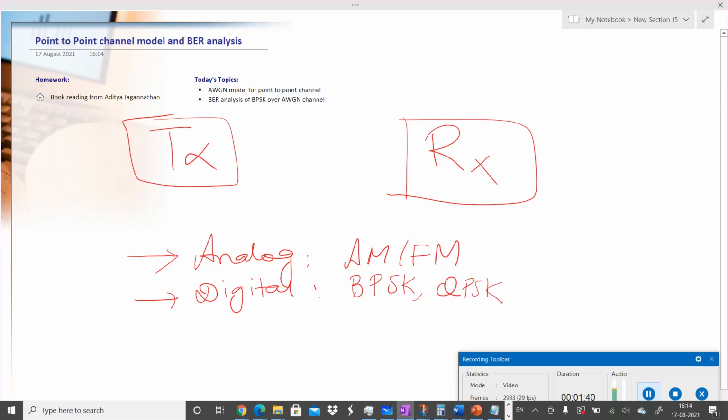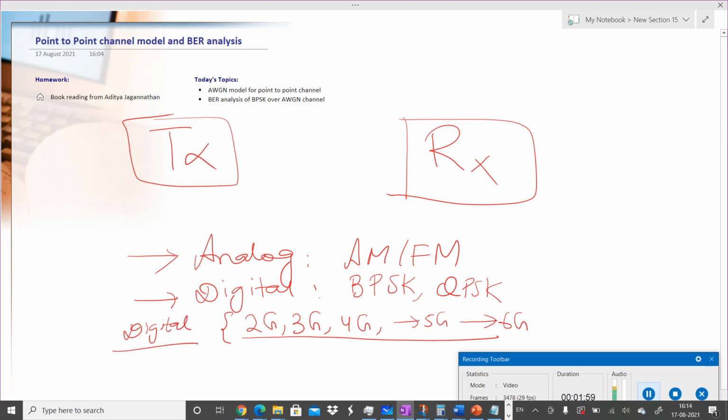Okay, so first of all, we know all the cellular systems starting from 2G and 3G, and now we are into 4G and we are going towards 5G, and even people are now talking of 6G communication systems. So they all are now fully digital. Okay, they are using digital modulation schemes.